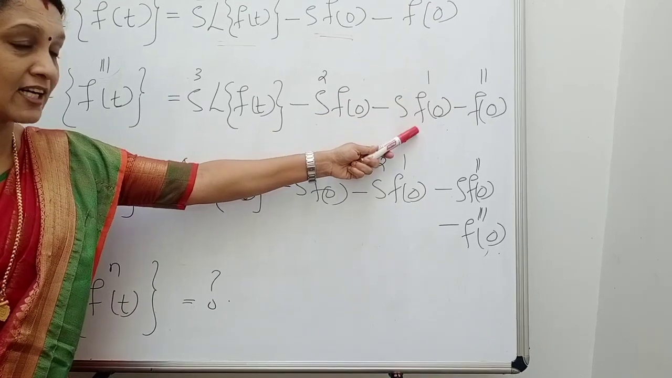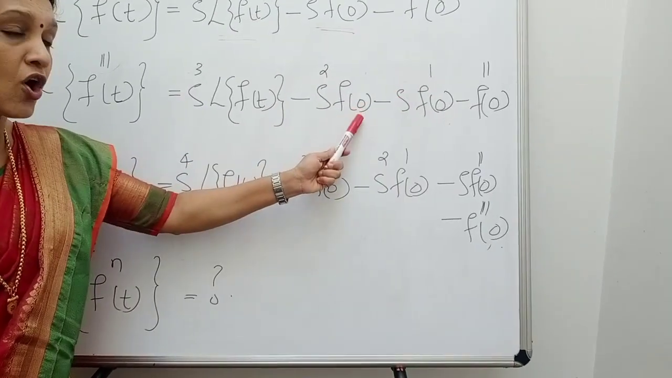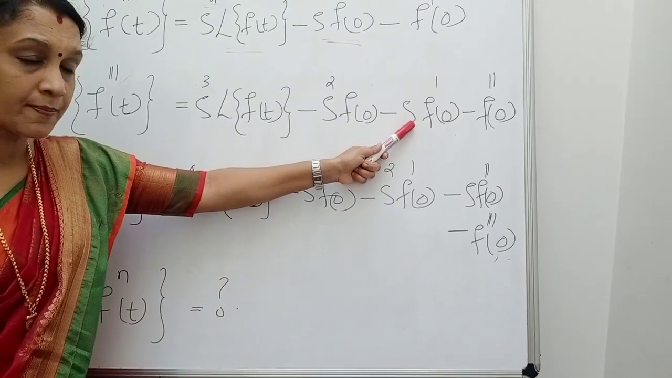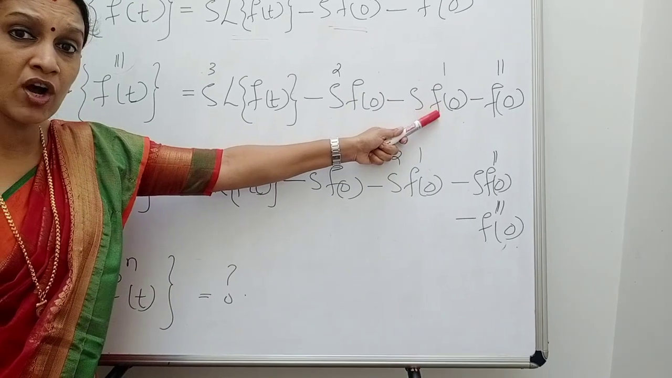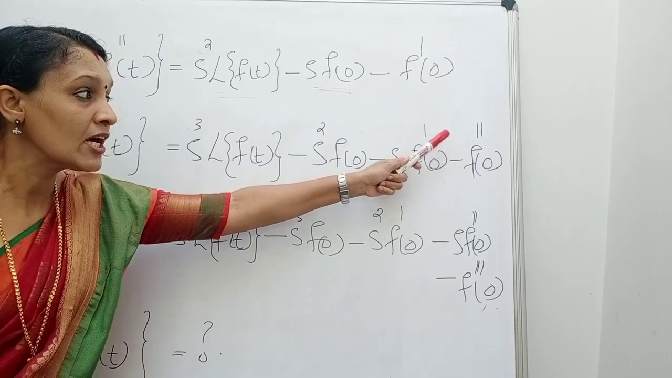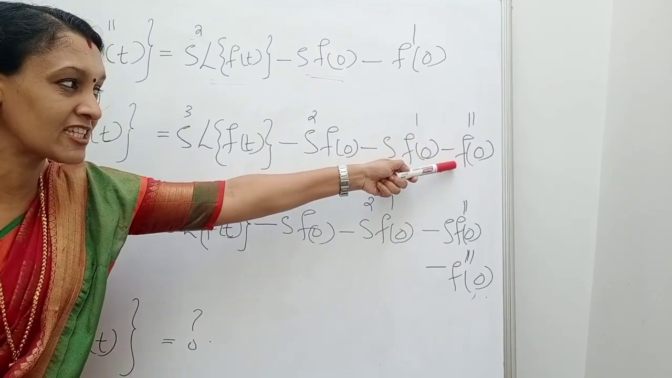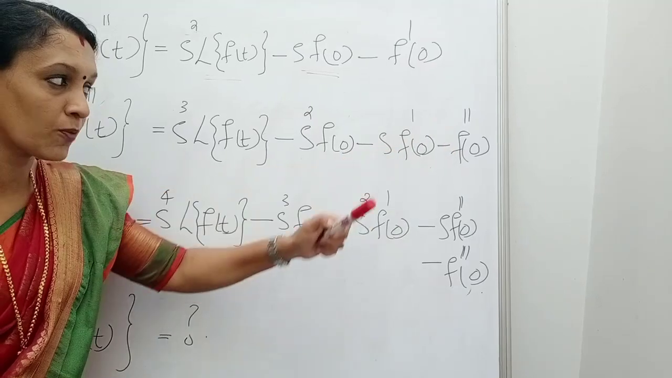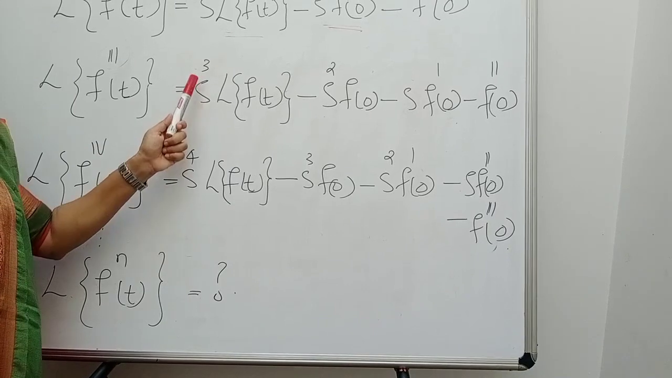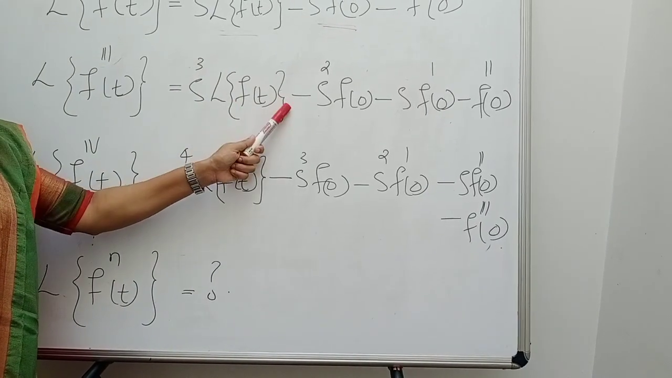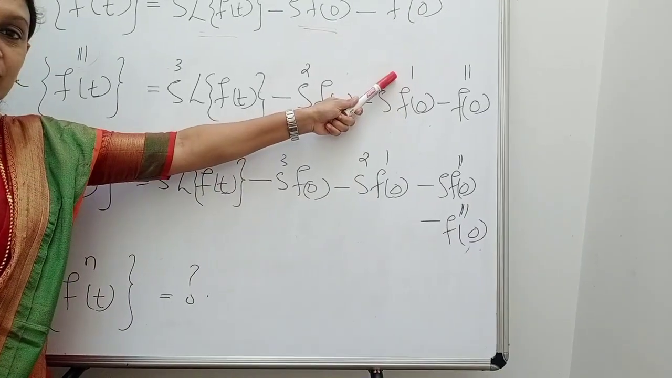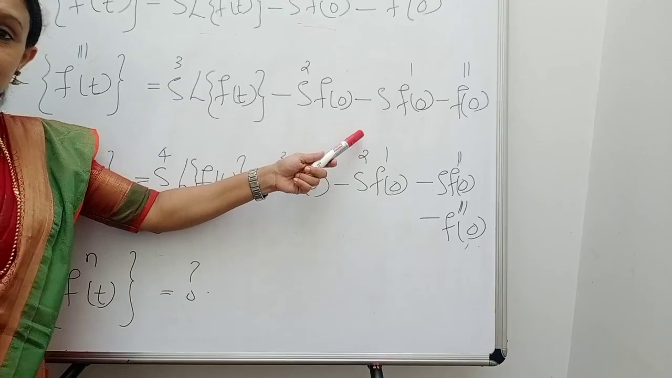Now the next term, you increase order of f. Increase order of f means along with s, write f dash 0 and one more term s raised to 0 coefficient. That term will be the next derivative f double dash 0. Okay. So L f triple dash t is s cube L f of t minus s square f0 minus s into f dash 0 minus f double dash 0.